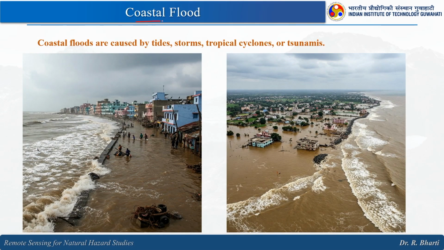When we talk about coastal flood, it is because of the tides, storms, tropical cyclones or tsunamis. So you can see how the water is coming in because of the tides, right. And the storms, tropical cyclones, tsunamis, these are very common, and these are causing the flooding in the adjacent areas. You can see some of the examples here, right.